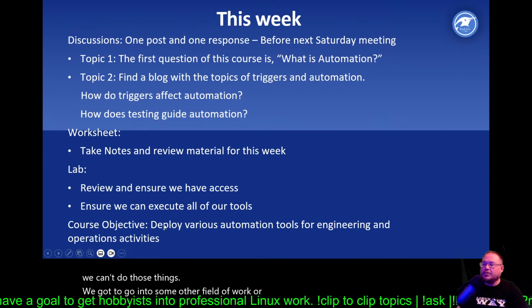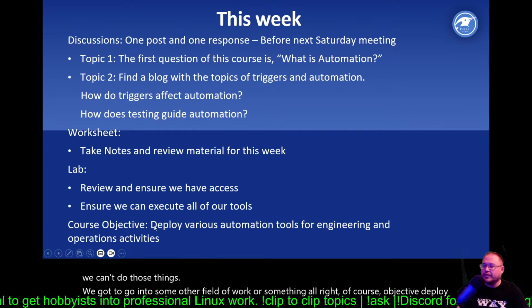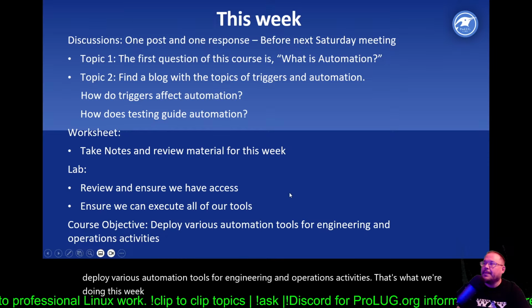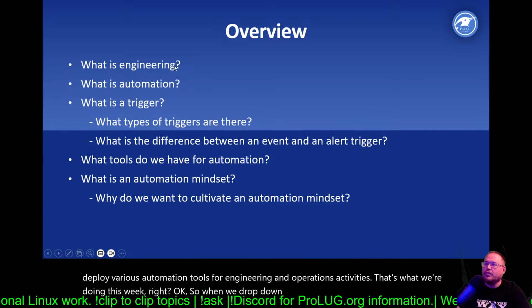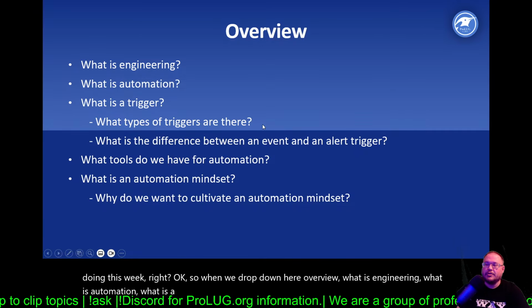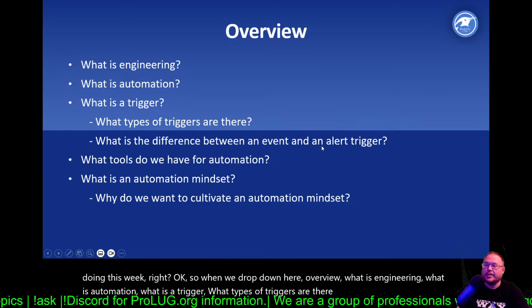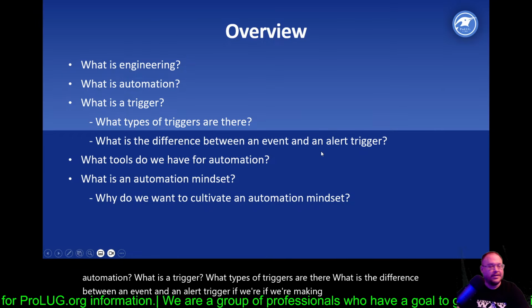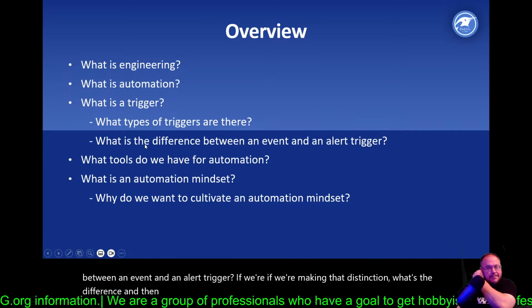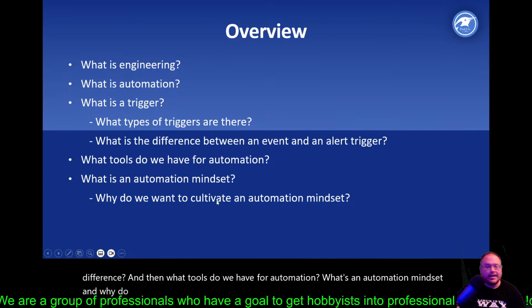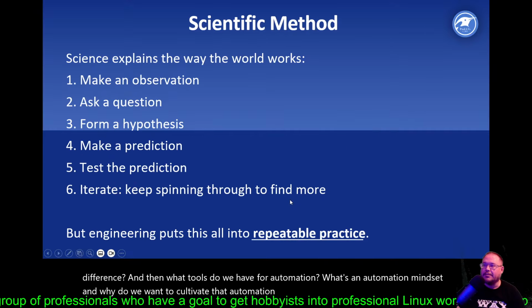All right, course objective: deploy various automation tools for engineering and operations activities. That's what we're doing this week, right? Okay, so when we drop down here, overview: what is engineering? What is automation? What is a trigger? What types of triggers are there? What is the difference between an event and an alert trigger? If we're making that distinction, what's the difference? And then what tools do we have for automation? What's an automation mindset? And why do we want to cultivate that automation mindset? So let's get into that a little bit.